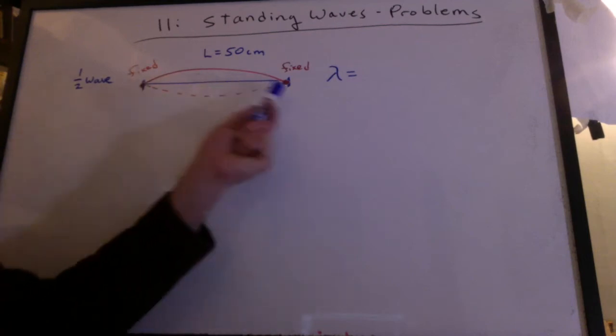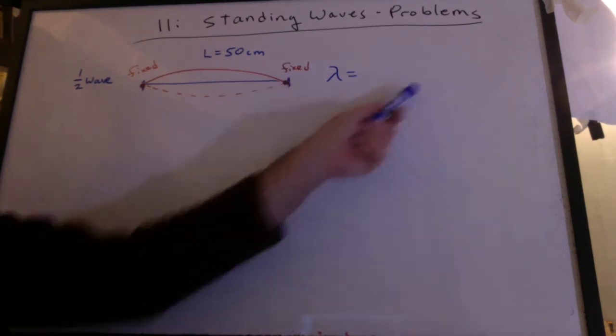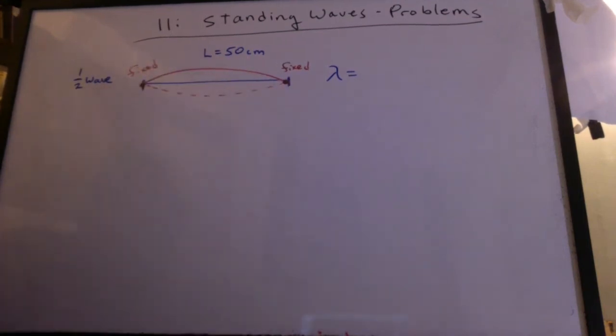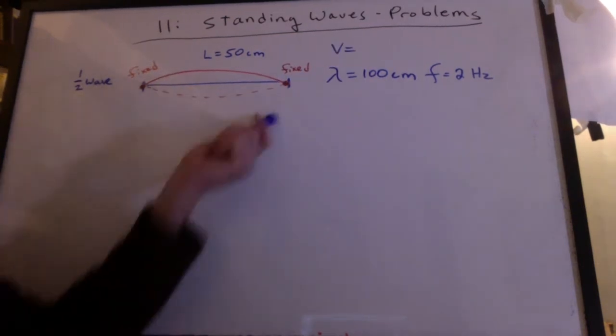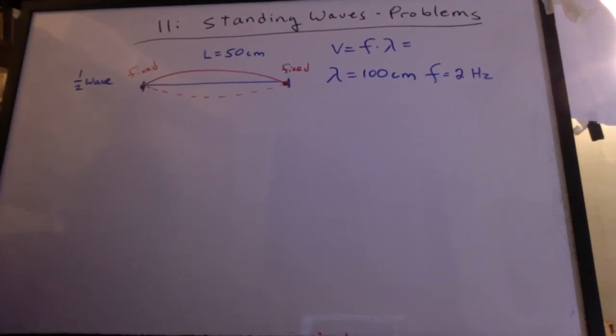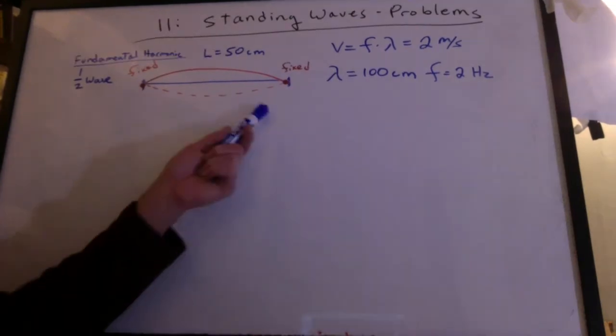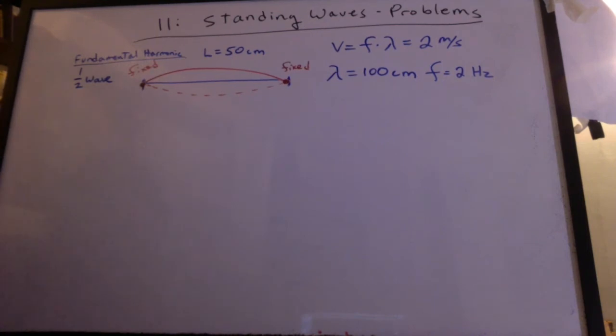Well, if this distance is 50 centimeters, and that's only half a wave, then a full wave would have to be 100 centimeters. Now, let's say we measured the frequency at 2 hertz in a lab. What would be the velocity of the waves traveling along the slinky? You can use velocity equals frequency times wavelength and have 2 meters per second. The simplest mode of oscillation is known as the fundamental harmonic.